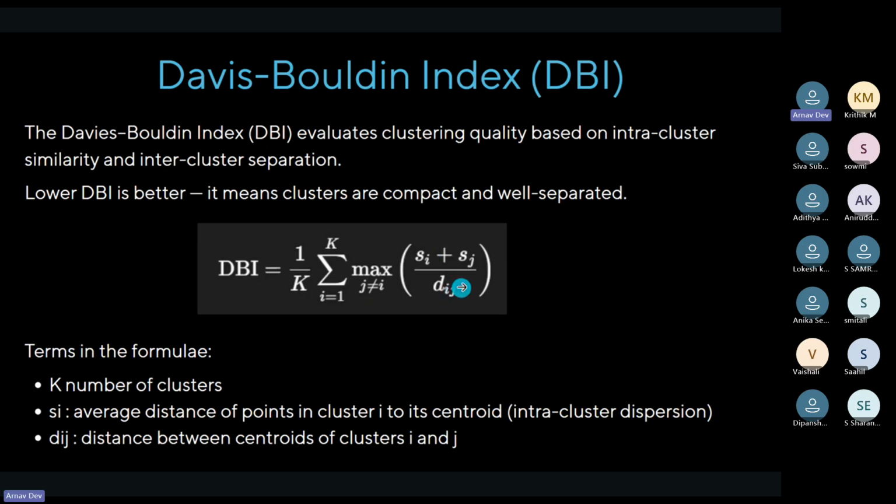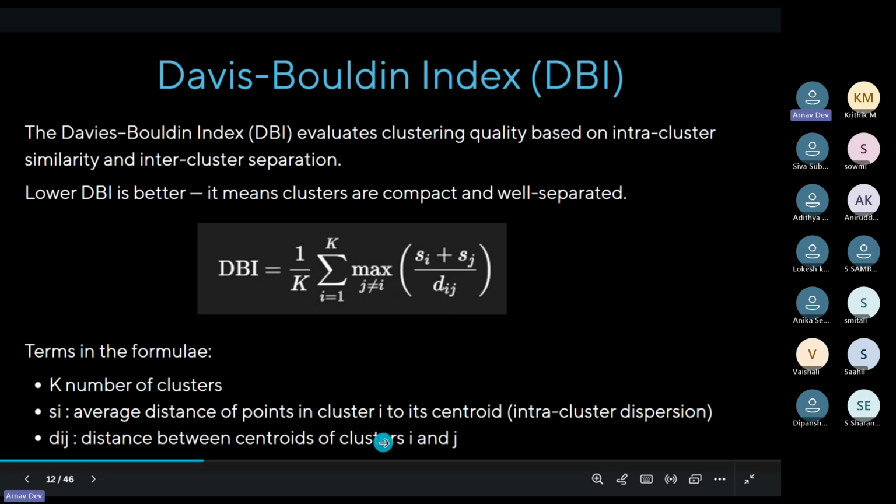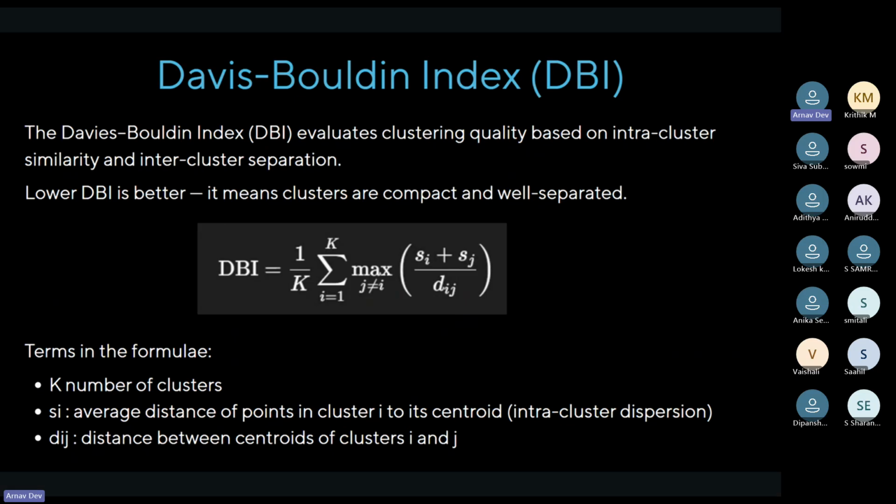And if you look at Dij, if you decrease this term, the two clusters will come closer because the distance between the centroids would be very small. So you can clearly see that we want the clusters to be separated well enough. You want the value of Dij to be high and the value of Si to be low. So we would always prefer a very low value of DBi, because Si should be low and Dij should be high. So the lower the DBi, the better.